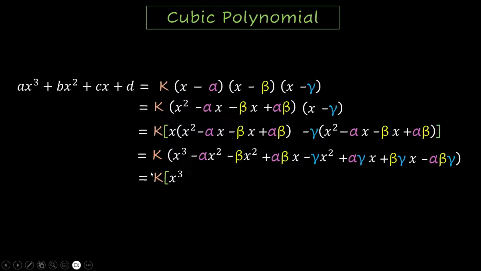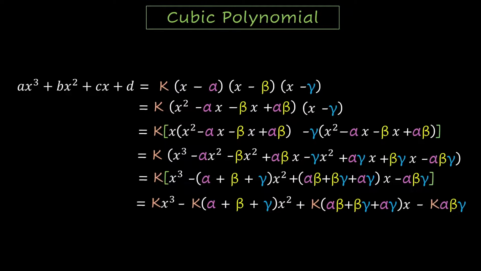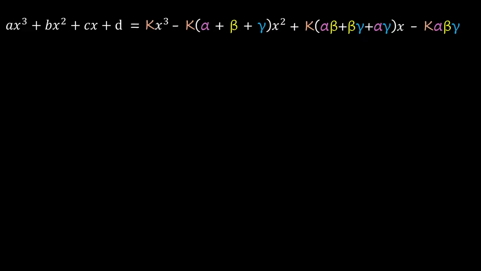Now, let's again write k x cubed. Let us collect the x squared terms, which is negative alpha, negative beta, negative gamma. Okay, let's take negative x squared as common. Then we are left with alpha plus beta plus gamma. Similarly, let us collect the x terms. We have alpha beta plus alpha gamma plus beta gamma. Lastly, we have negative alpha beta gamma. Now, let's multiply k with the entire term. So we get this. Okay, let's do one thing. Let us rewrite this on a cleaner page.